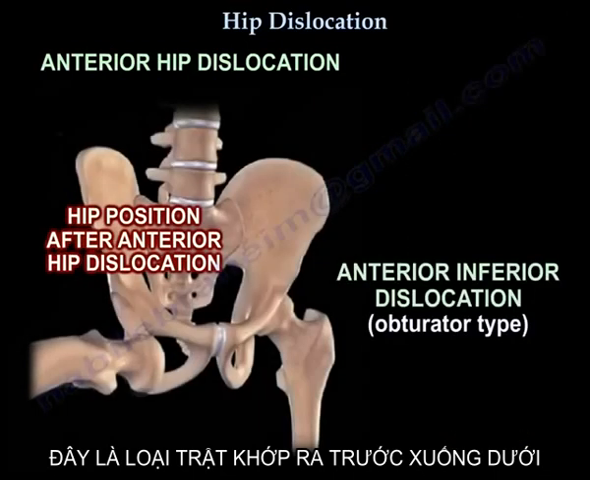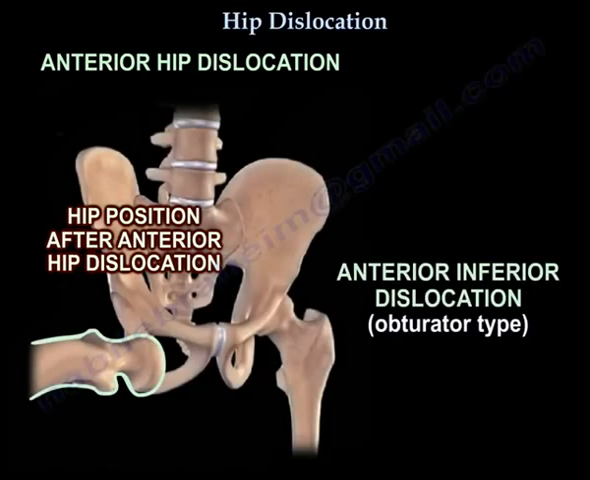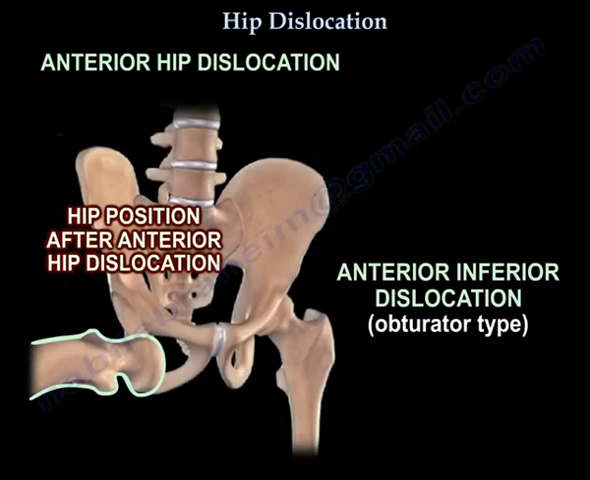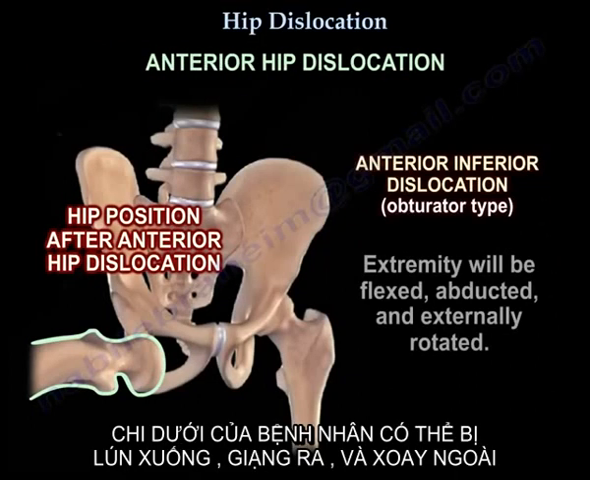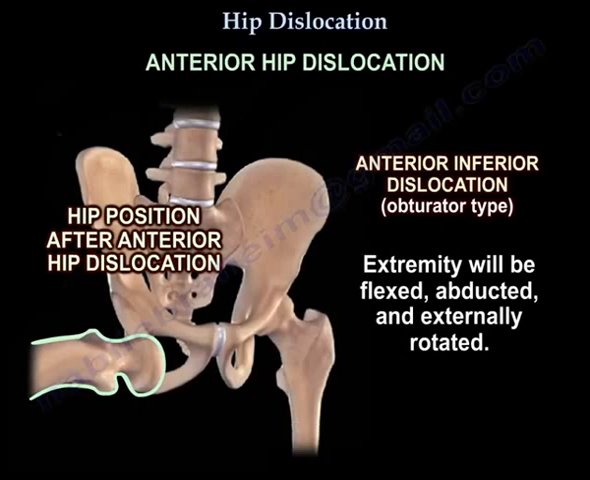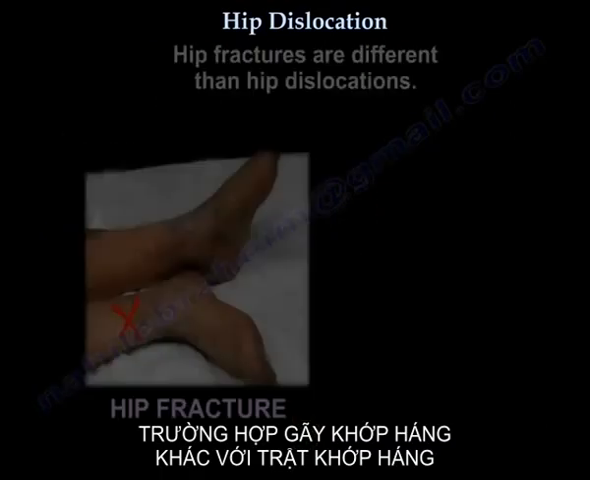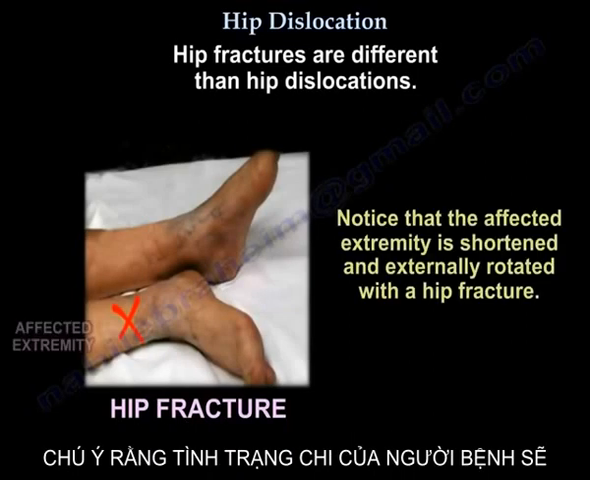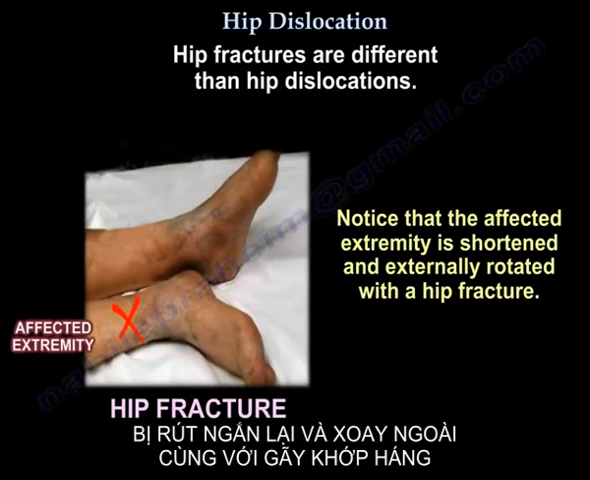This is an anterior inferior hip dislocation. They call it the obturator type. The extremity will be flexed, abducted, and externally rotated. Hip fractures are different than hip dislocation. Notice that the affected extremity is shortened and externally rotated with a hip fracture.